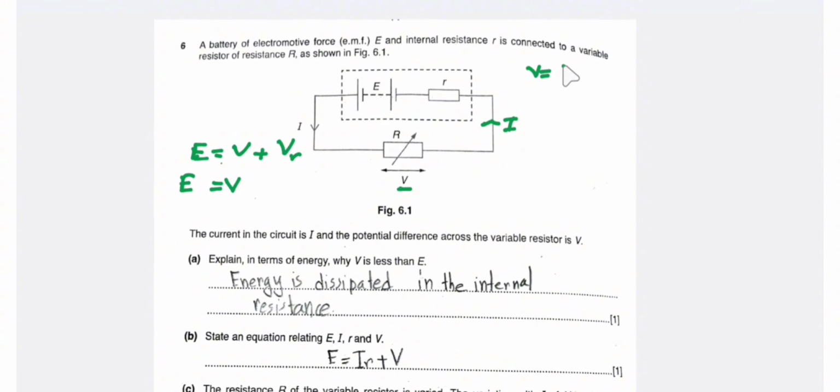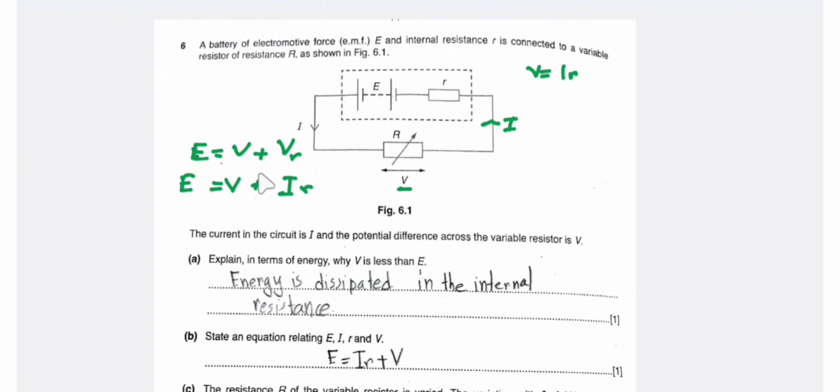And what is the voltage? Voltage is equal to current times resistance. So for the internal resistance, the current is I and the internal resistance is r. So there is a voltage across the internal resistance. So the EMF is divided into the voltage across the internal resistance plus the voltage across the variable resistor.